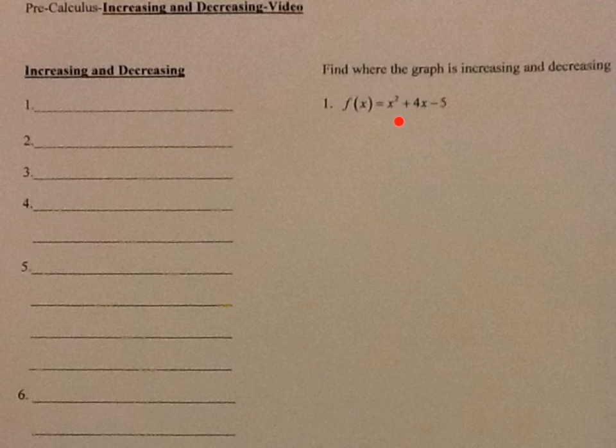I have f of x is equal to x squared plus 4x minus 5. All right, so the first thing you want to do is draw a sketch of the function. So step 1 is to draw a sketch. Okay, so plug y equals x squared plus 4x minus 5 into your calculator.